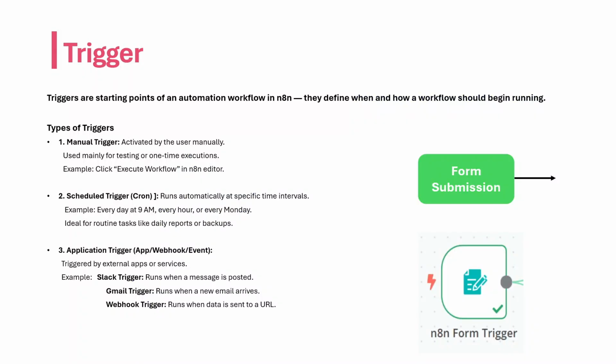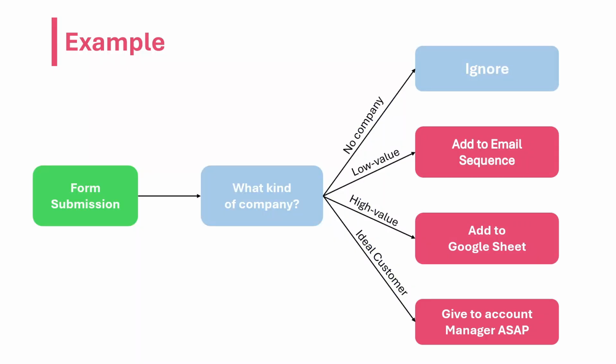So let's begin. First is trigger. Triggers are the starting points of an automation workflow. They define when and how a workflow should begin running. In the previous example, the form submission is our trigger. If a user fills a form, for example a feedback form or a school or college registration form for an event or sports tournament, then when the user submits the form, the form submission is our trigger. Then our workflow will start and move on to other criteria for checking.